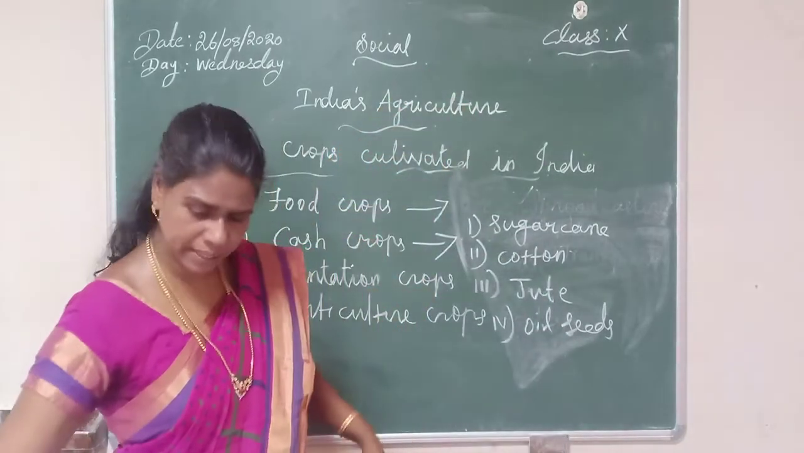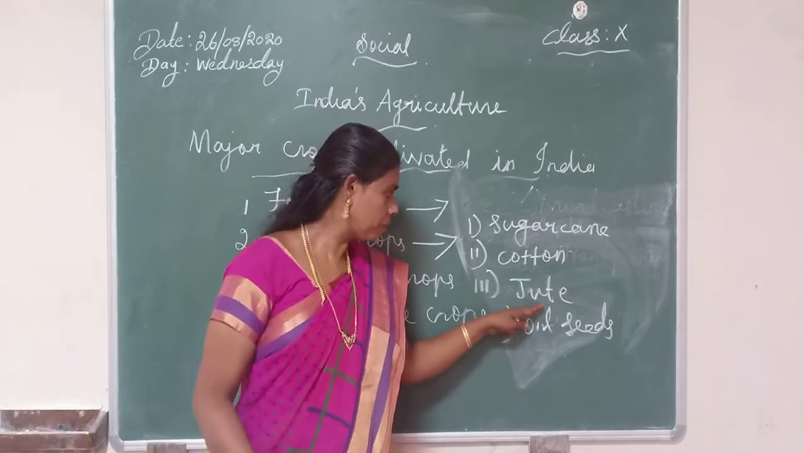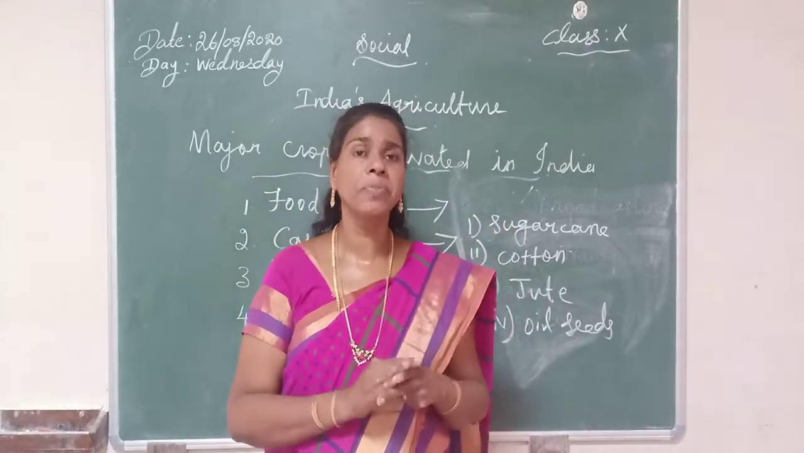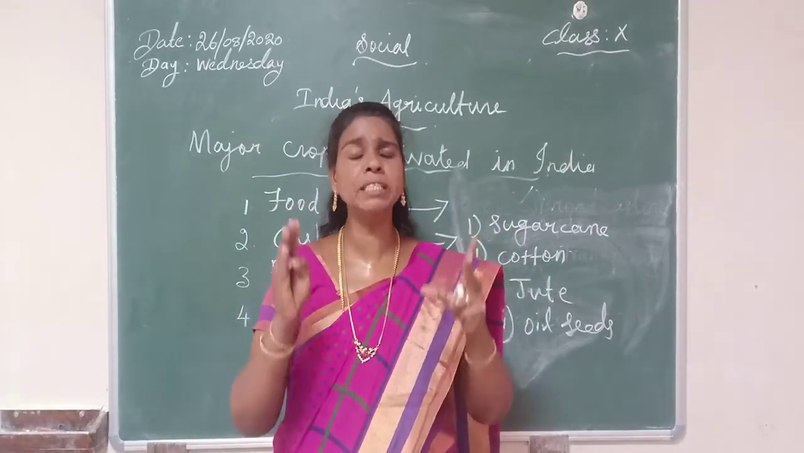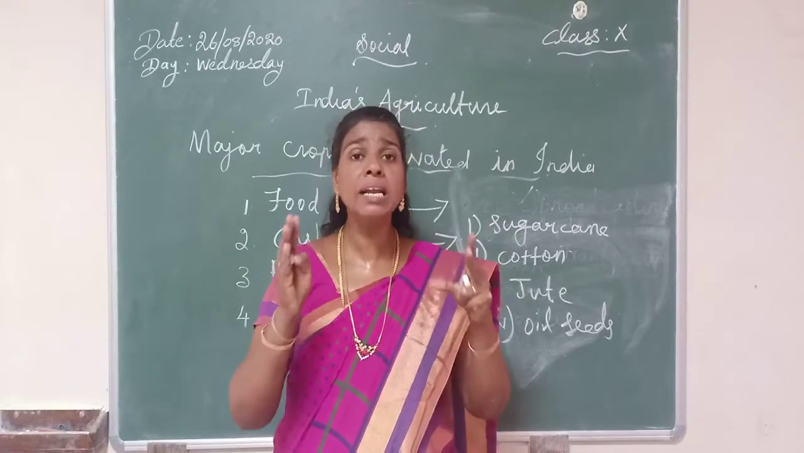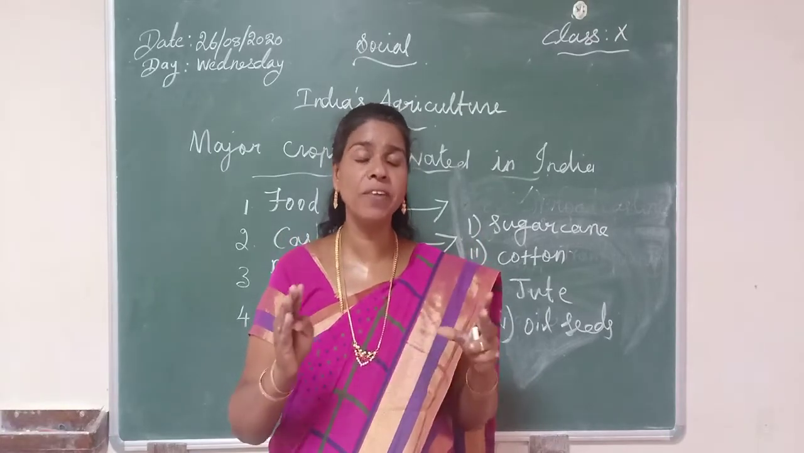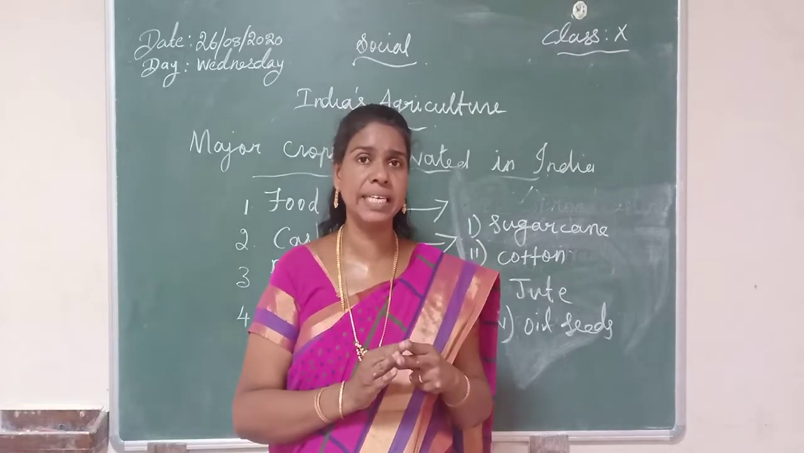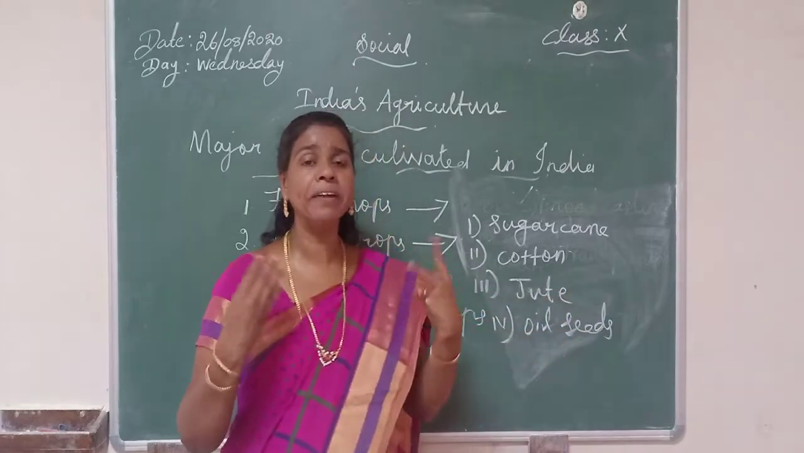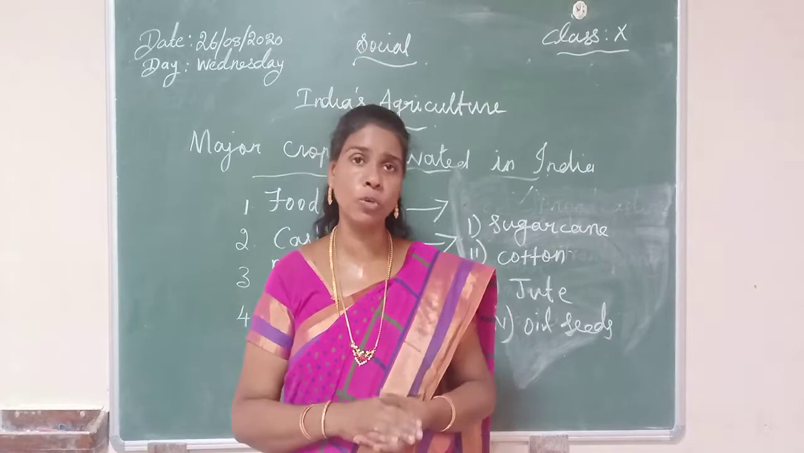Then the next one is jute. Jute is one of the important cash crops of India. That means it is the fiber of India, and jute is mainly grown in alluvial soil. It provides raw material for the jute industry, and from jute we are manufacturing many household things.